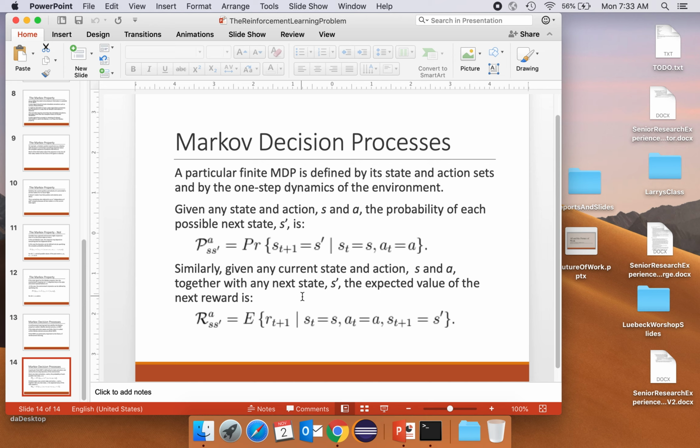The expected value is very much related to this. And for the reward, we're looking at a certain action and a certain state that got us here, and then we will end up at t plus 1 in state S prime, which will give us a reward R t plus 1, the reward of the next time step. So what's the expectation of that? That's what we're interested in over here.